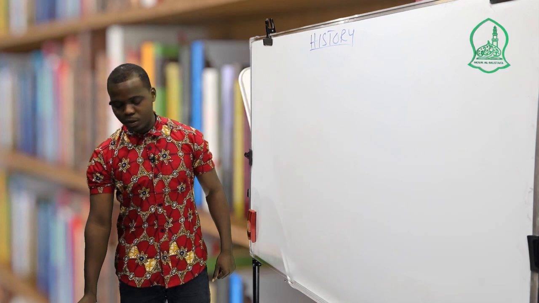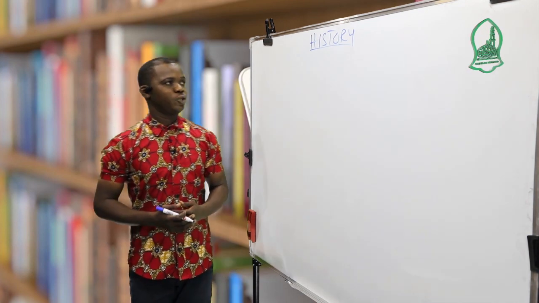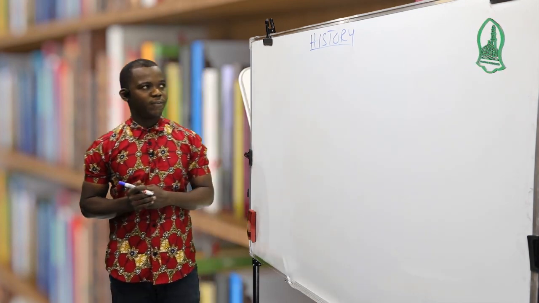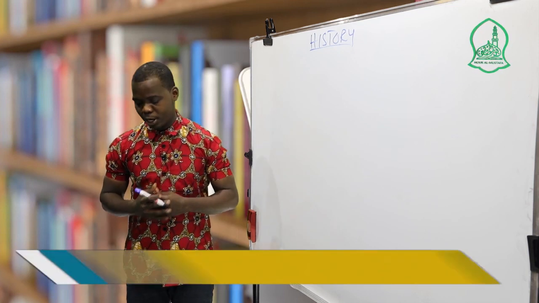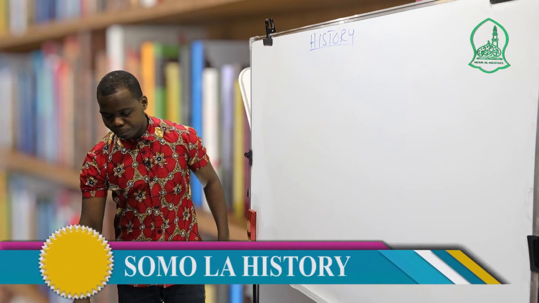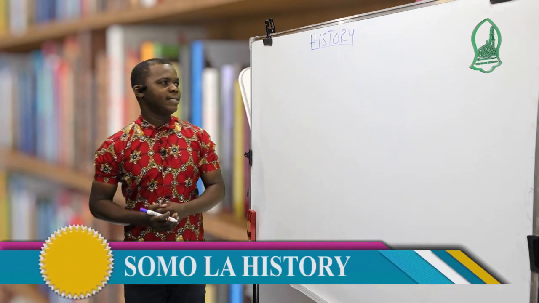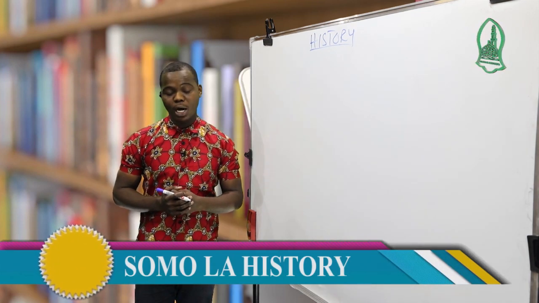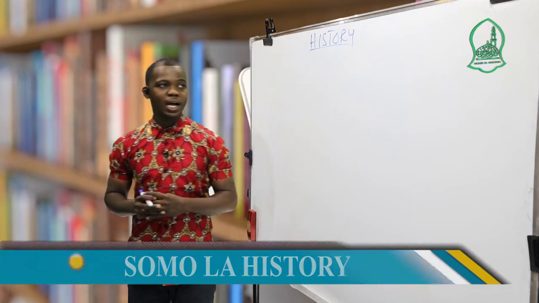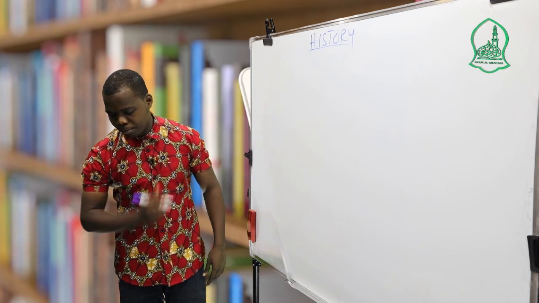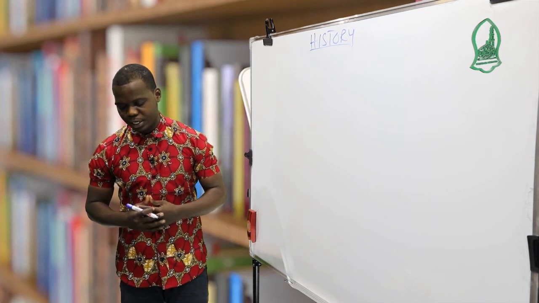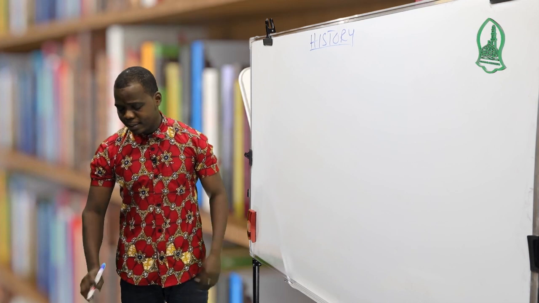Kwa hiyo katika somo letu la historia, student has to learn several topics in standard 6 due to the Zanzibar syllabus program. Therefore, here we do have at least 7 topics. If you are a student in standard 6, you have to learn 7 topics. And here I'm going to make an introduction of all the topics that we are going to learn in standard 6.